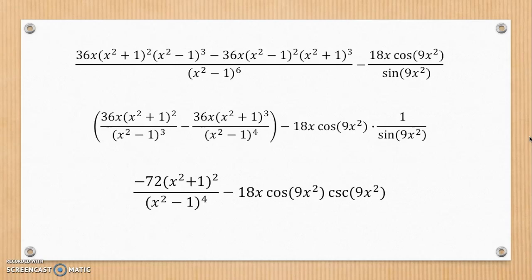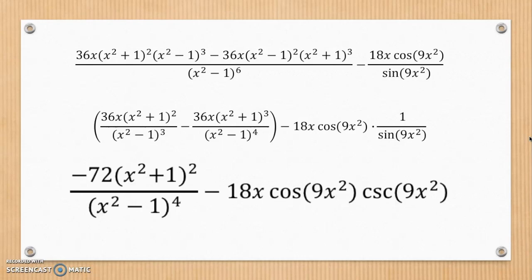We got our cosecant because of our properties: 1 over sine equals cosecant. So this leads to our final answer.